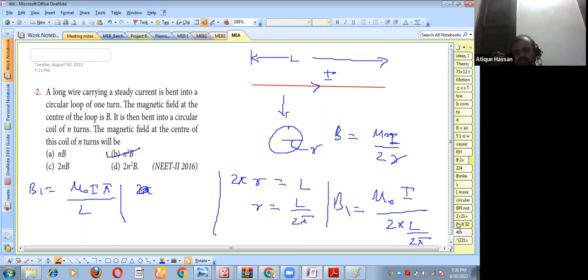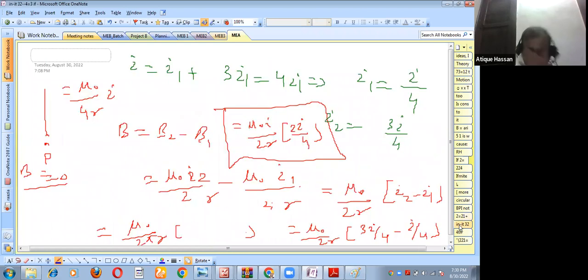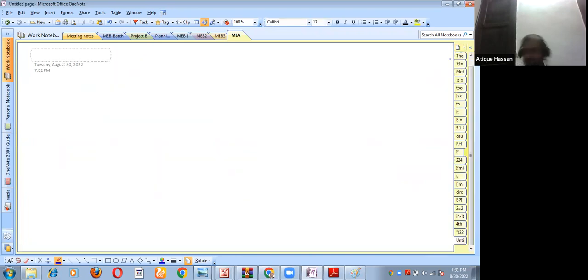Now coming back to this question. Actually here we made a mistake. Can you tell me what that mistake is? Here we made a mistake in the formula. Can you tell me what that mistake is? I will explain one more concept before that question, then we will do that question.